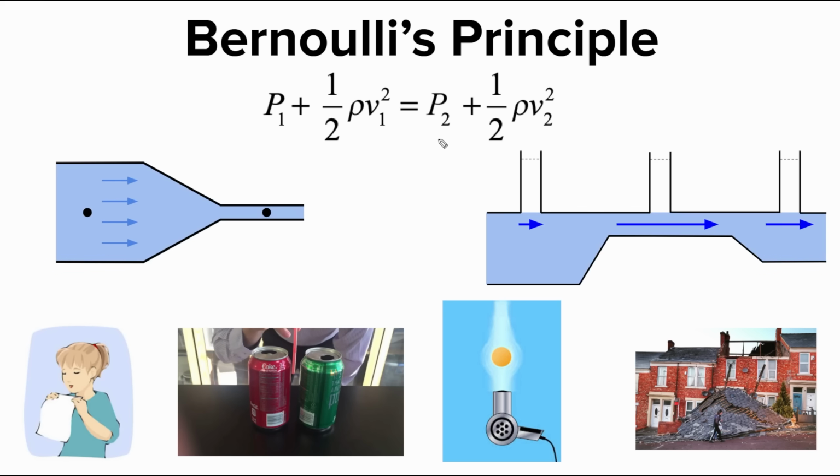What if you've got a moving fluid, but there's no significant difference in the height? In other words, if you had Bernoulli's equation, you'd have a rho g y1 and a rho g y2, but they're the same on both sides. You could just cancel them. What happens then? Well, you get a simplified Bernoulli's equation, and this is often referred to as Bernoulli's principle.